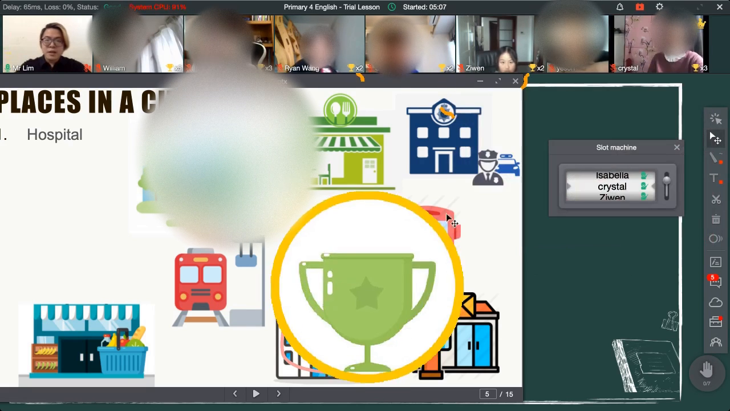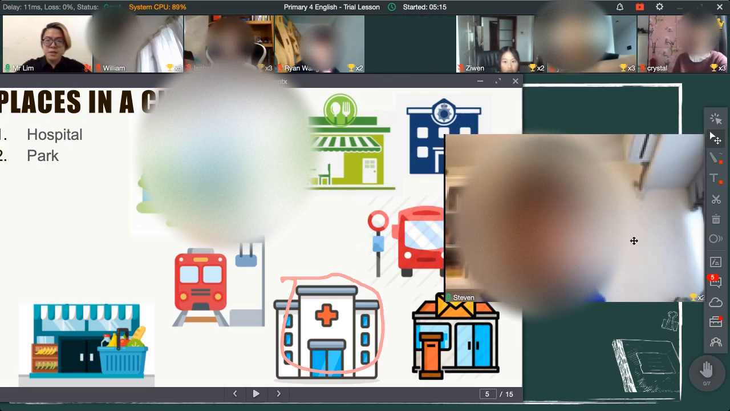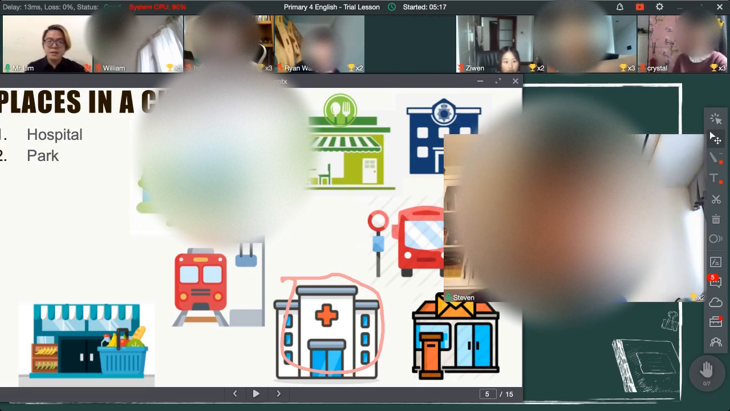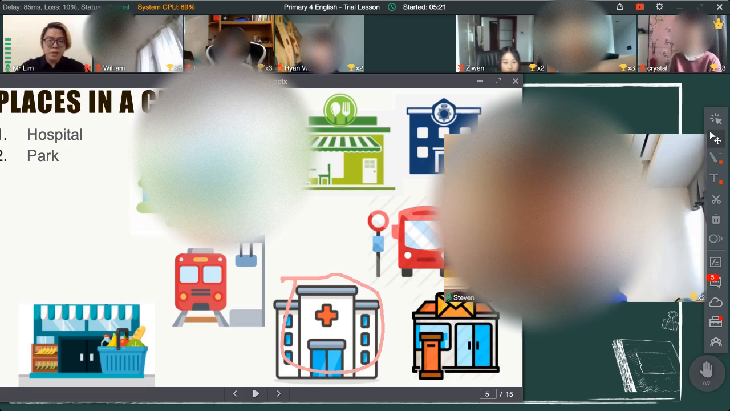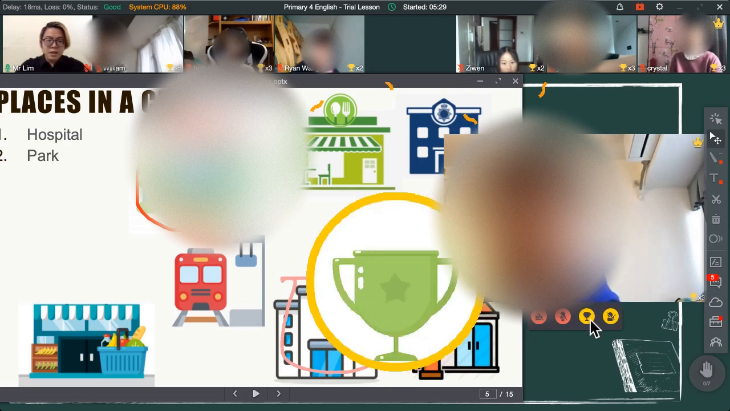Now, for my next one, where is the park? Steven. Hi, Steven. Could you please identify the park for us? We are at number two. Which one is the park? Okay, I'm going to authorize you. Could you please circle the park for us? Well done. Okay, this is not a problem. Next one.